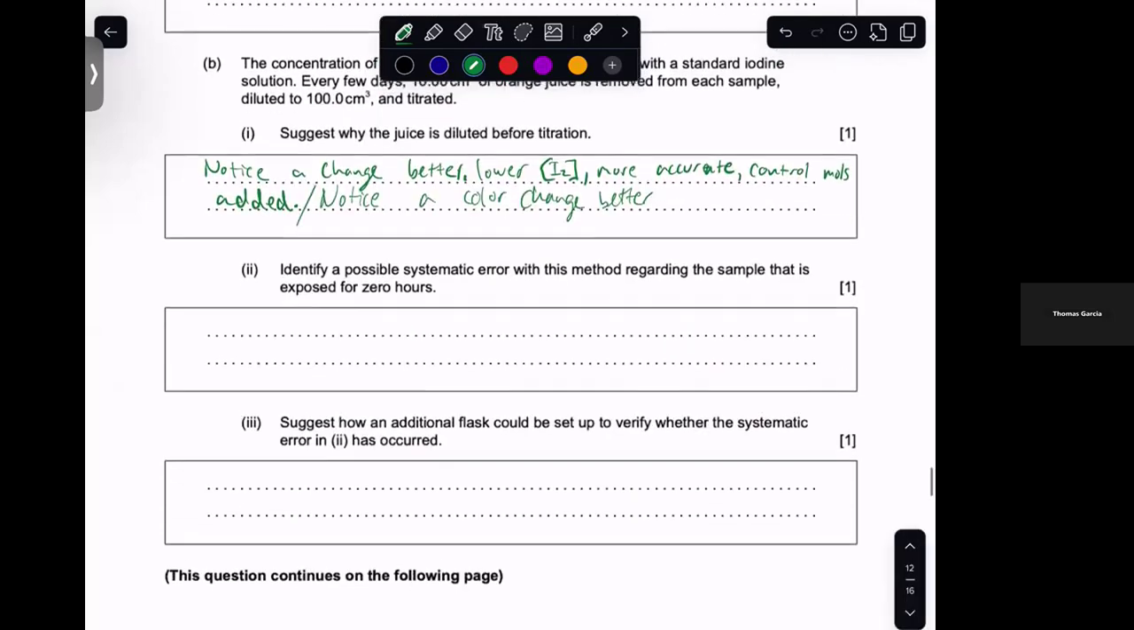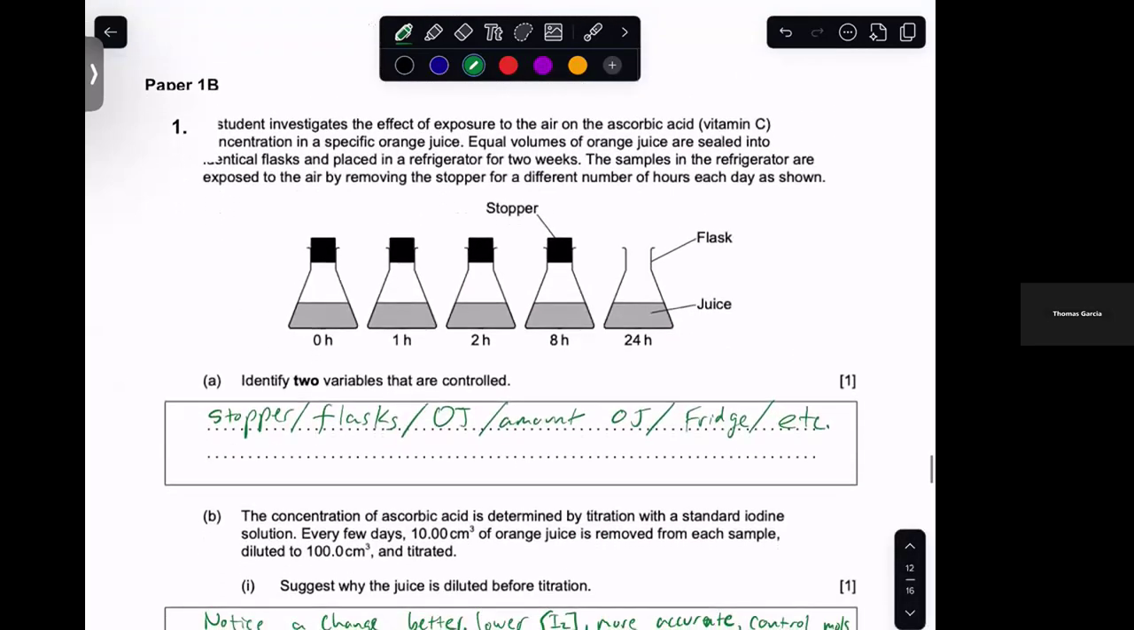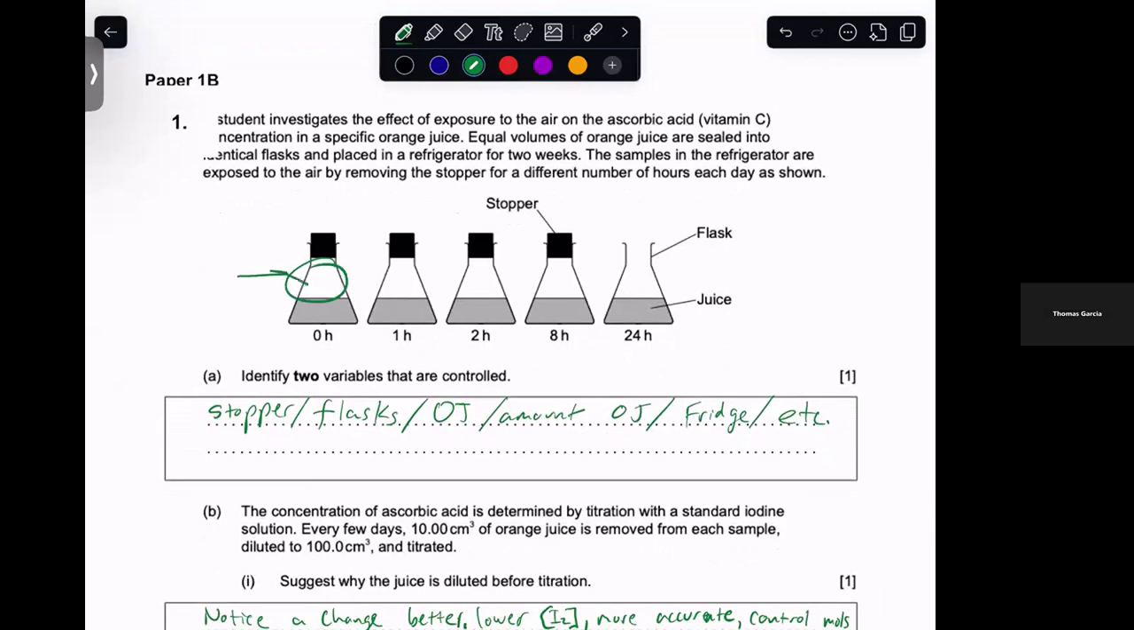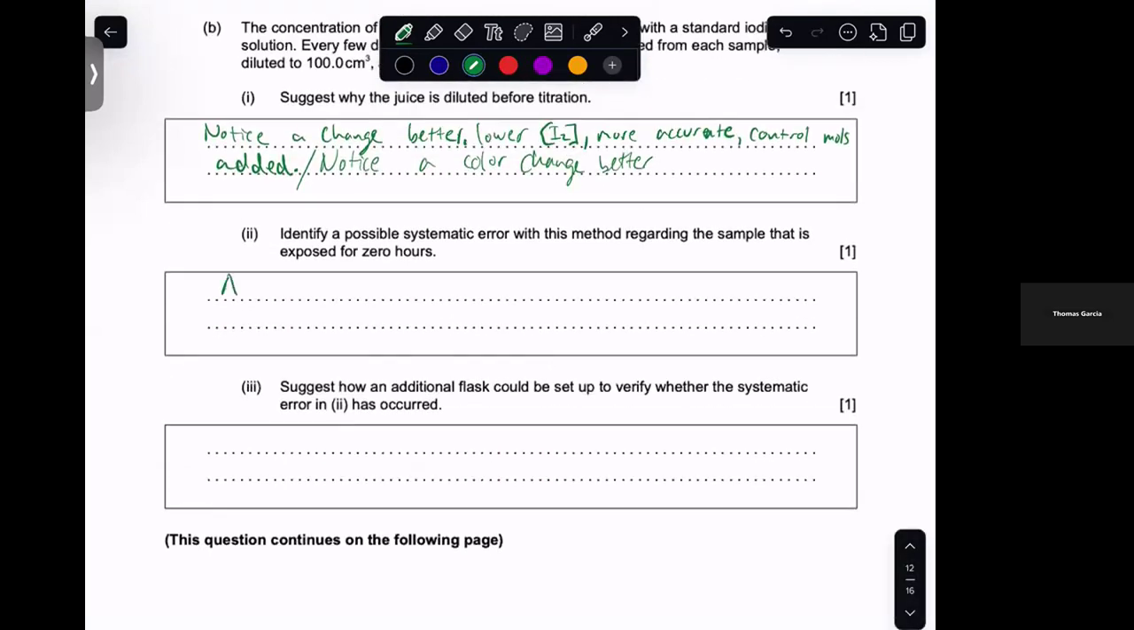There are a lot of reasons to do this. Identify possible systematic error with the method regarding the sample that is exposed for 0 hours. Well, we don't want them to be exposed to air, and yet there's some air right there. So even the one that's not exposed still has air in the flask. So we're still going to get some oxidation by air regardless of what they do.